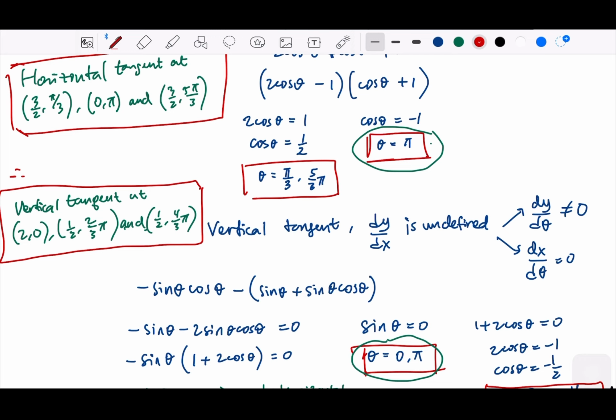So that's one thing that I need to mention. When you have an angle, a potential angle, that could be either a horizontal tangent or a vertical tangent, then you need to do the limit.